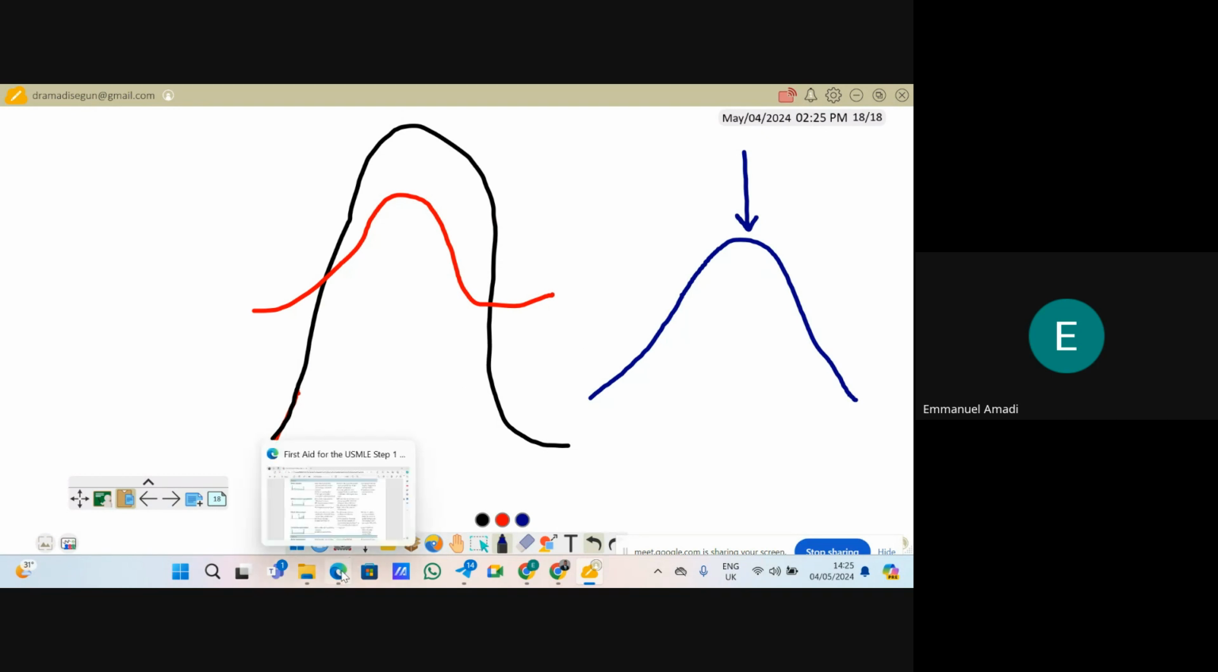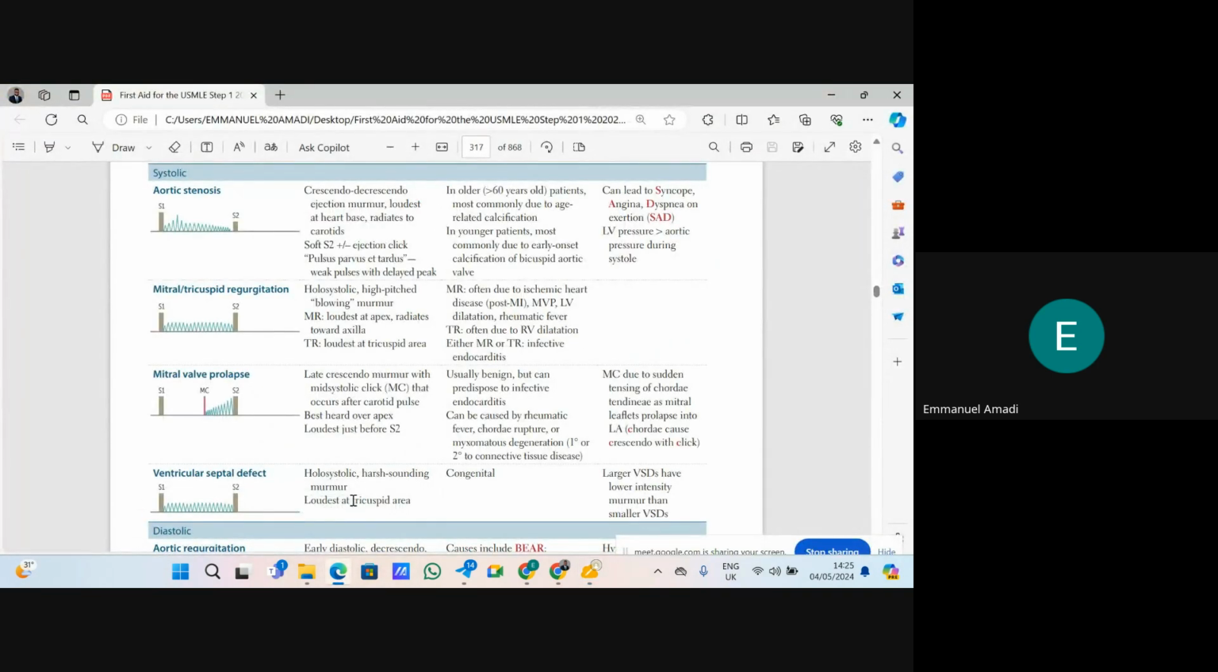Now, we quickly move on. Now, when we move on, if a patient presents, what are the causes? What are the likely causes of aortic stenosis?